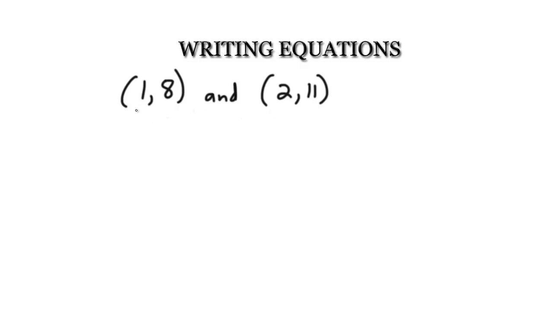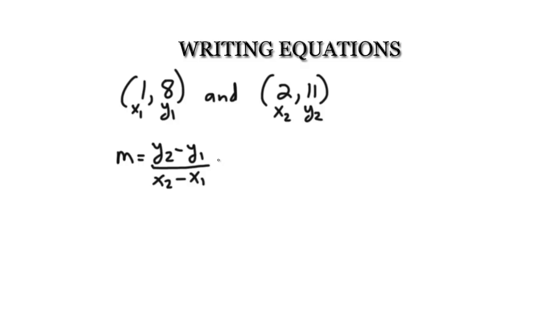The first step is to label the points. So let's be consistent. If I'm going to call this x1, this has to be y1. Make sure you don't mix them up. And this one here is going to be x2 and y2. And we're going to have to write down the slope formula, which is m equals y2 minus y1 over x2 minus x1. Okay? So let's figure out what the slope is first.